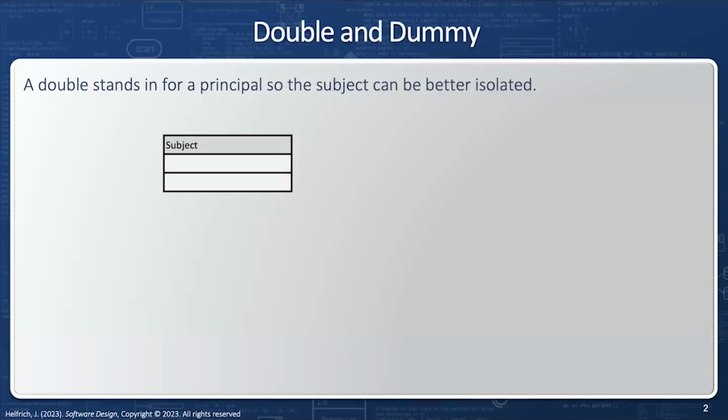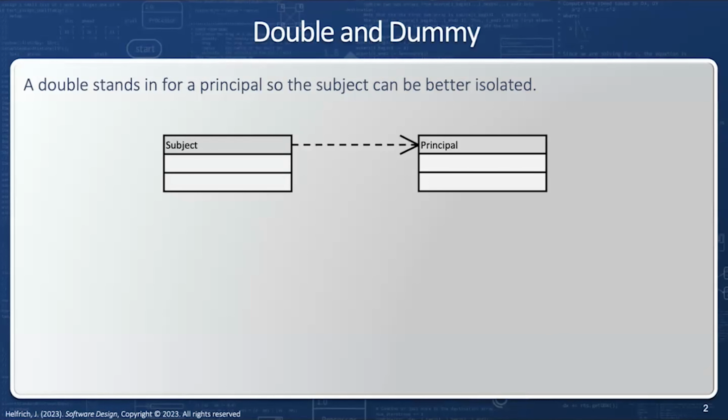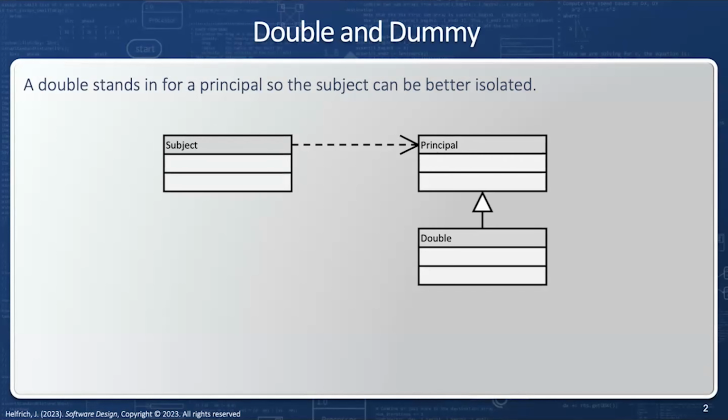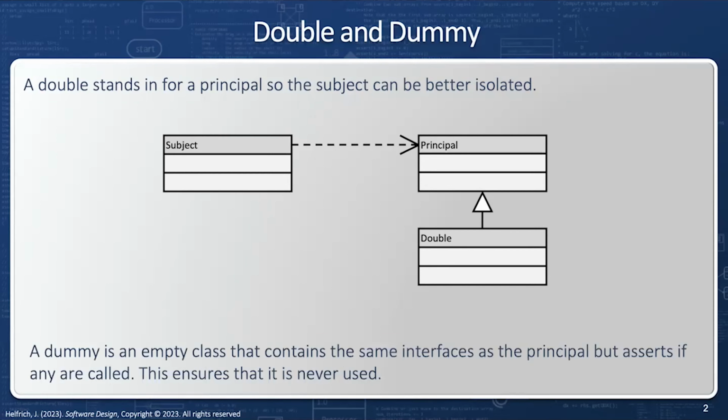Now, unfortunately, the subject has a dependency on some other class, and we'll call this the principal. And how is this dependency? It could be inheritance, it could be composition, it could be aggregation. Right now, it's just a relationship. Now, what the double does is it stands in for the principal, and it does this by deriving off the principal. Now, one special type of double is called a dummy.